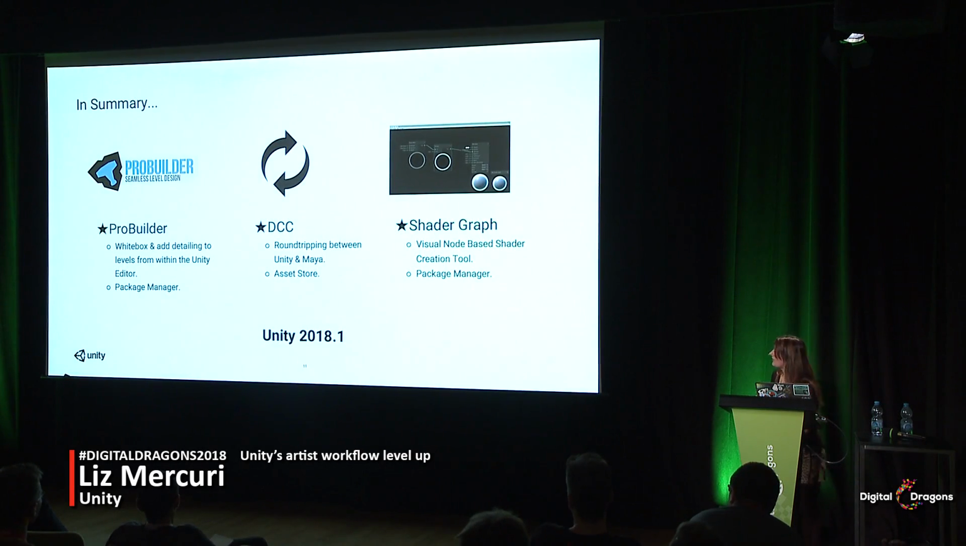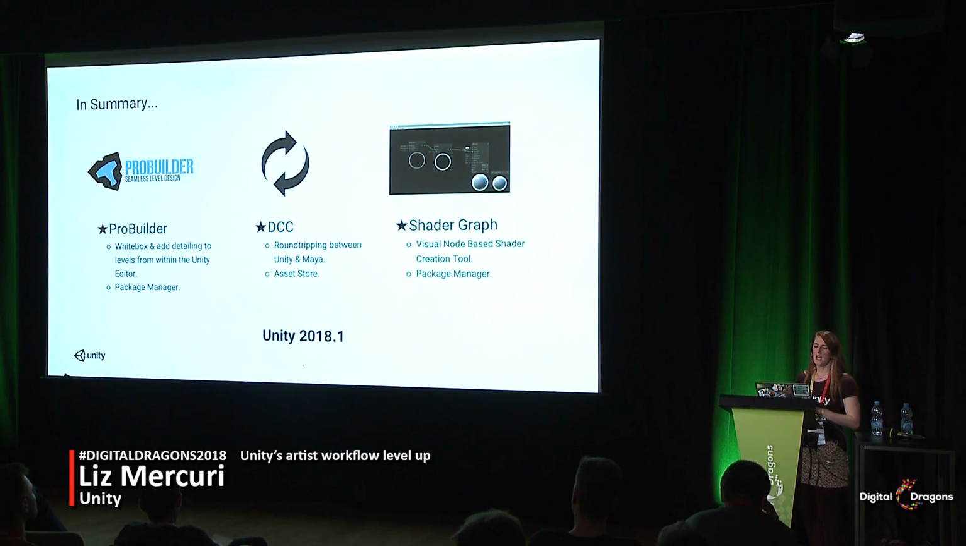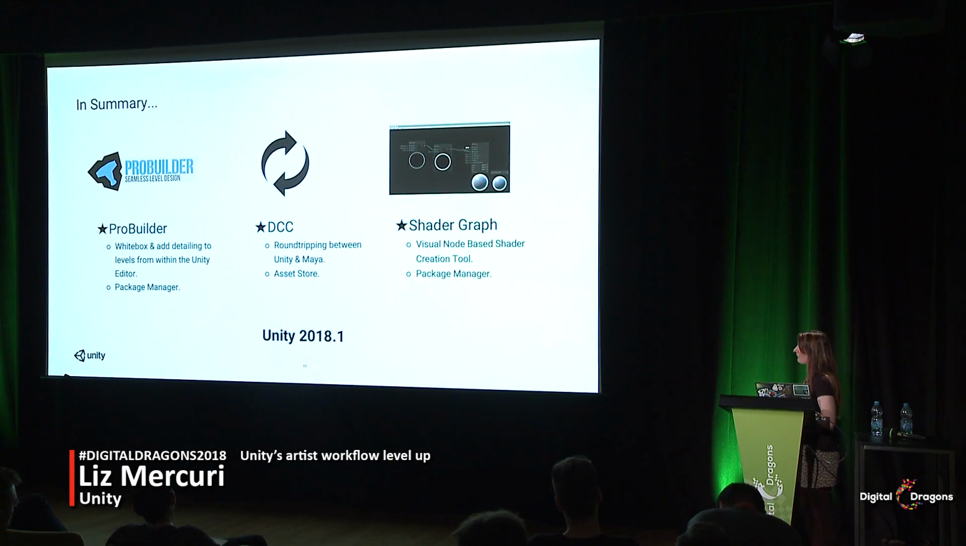But yeah, just in summary, these are the things that I've spoken about today in Unity 2018.1. ProBuilder you can get from the Package Manager. You can whitebox, you can add detail to your level, but it has also been used to create games in its own right. The round tripping tool between Autodesk and Unity, I forgot the name of the product, is on the Asset Store. You can download that for free and get it set up, super simple.